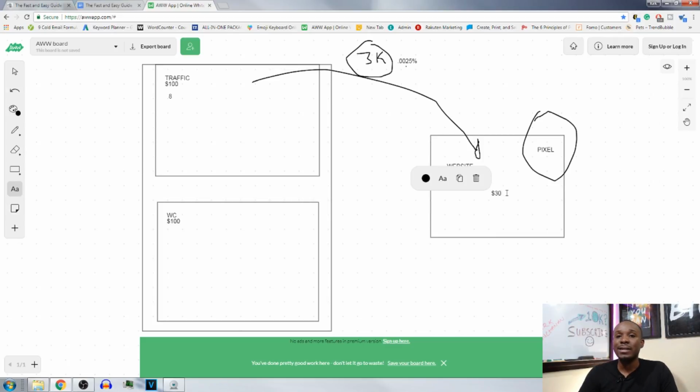$30 is the average product price from my store. I'm not factoring upsell or anything. That's the average cost of an item in my store. So at this point, with 8 conversions, as you can see, I've made $240, right? That's all I've made. And from this, I still have to deduct my ad spend, which leaves me with $140.